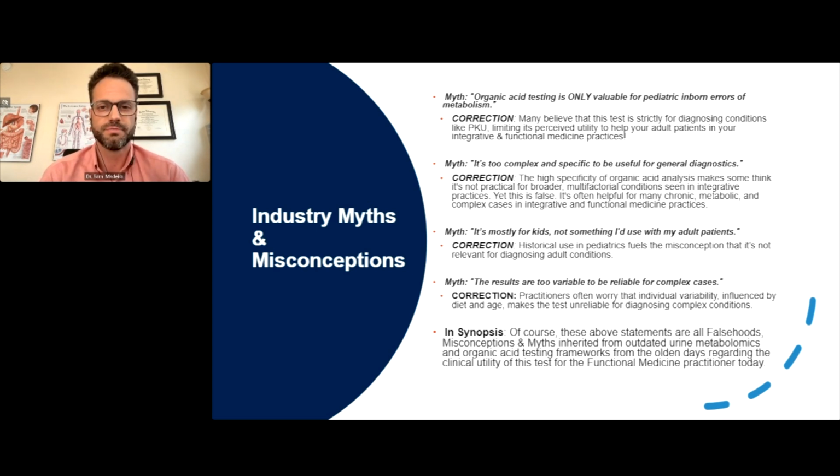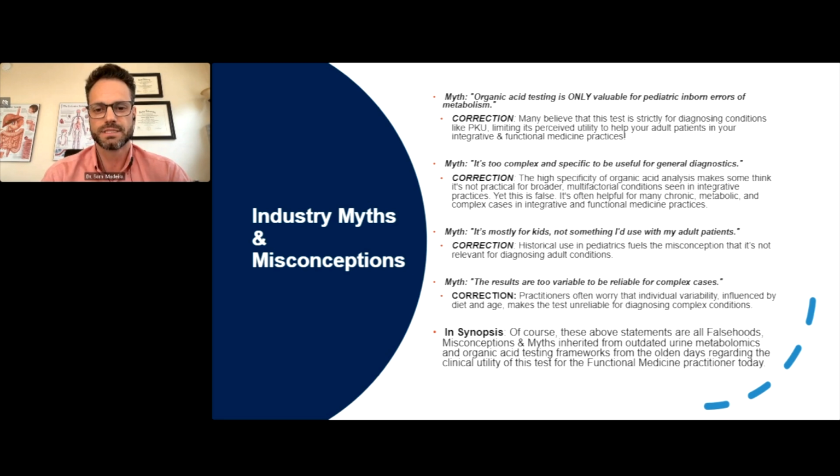So one of the first myths that I've heard, and maybe other people have heard, is organic acid testing is only valuable for pediatric inborn errors of metabolism. So a lot of the research that you may read if you go into PubMed about organic acids in the human research is inborn errors of metabolism.